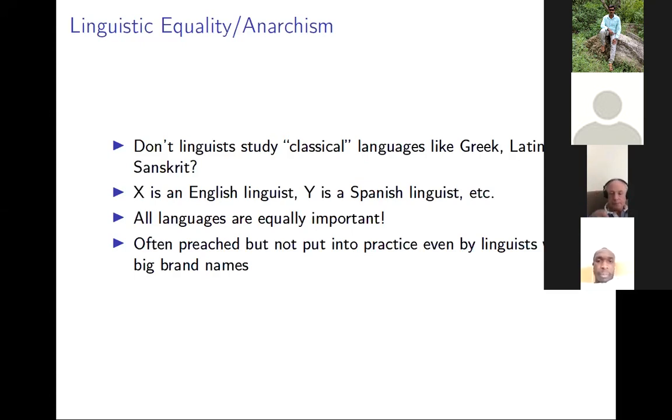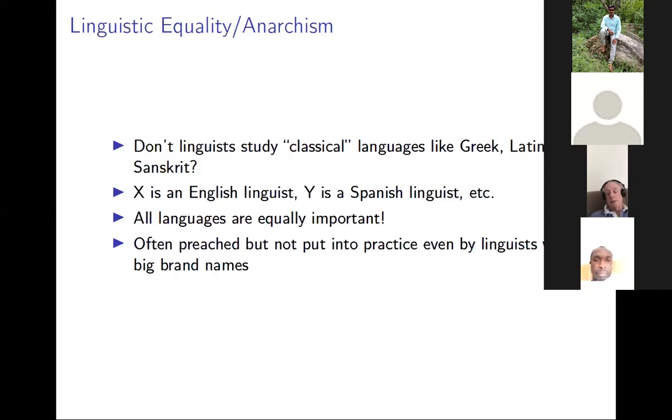So it should not be that you have an analysis of Sanskrit, and then you say, oh, but you can use that analysis to analyze all Indian languages. So these are attitudes which are actually not very scientific. As a linguist, all languages should be treated as equal. So this is another thing.